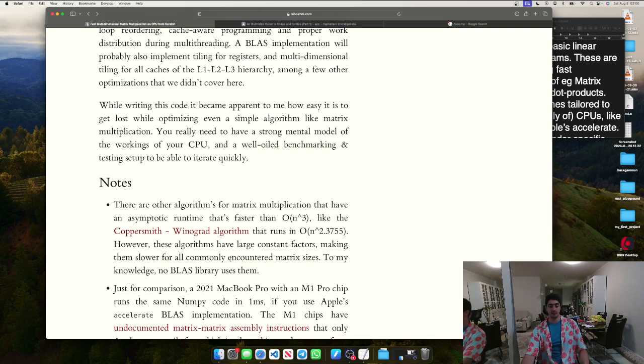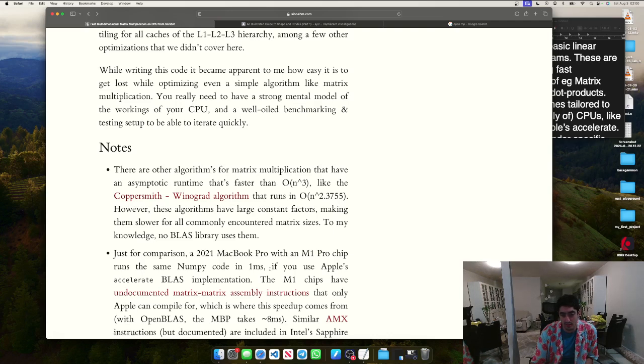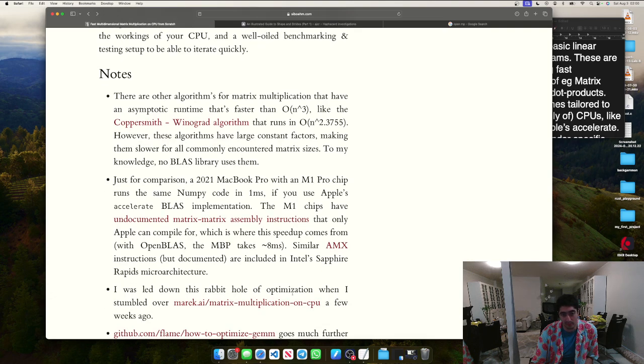Just for comparison, the 2021 MacBook Pro with the M1 Pro chip runs the same numpy code in 1 millisecond. If you use Apple's Accelerate BLAS implementation, the M1 chips have undocumented matrix assembly instructions that only Apple can compile for, which is where this speedup comes from. With OpenBLAS, the MBP takes around 8 milliseconds. Similar AMX instructions, but documented, are included in the Intel Sapphire Rapids microarchitecture.